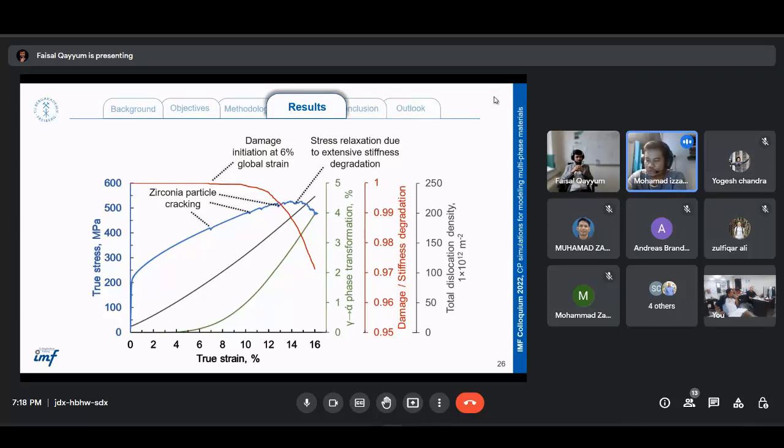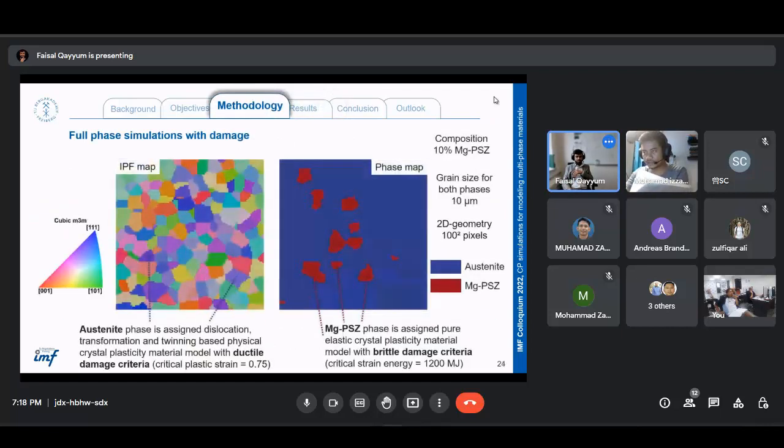So why do you need to overlay the two RVEs? Sorry, once again, which two RVEs? IPF map and also your phase map. You have generated a 2D geometry file. One is the IPF map, one is the phase map. Then do you overlap them to become one? Yeah, so basically it is one RVE, but here I just show them separately, just to clearly present all the data which is within this RVE. Alright, okay.